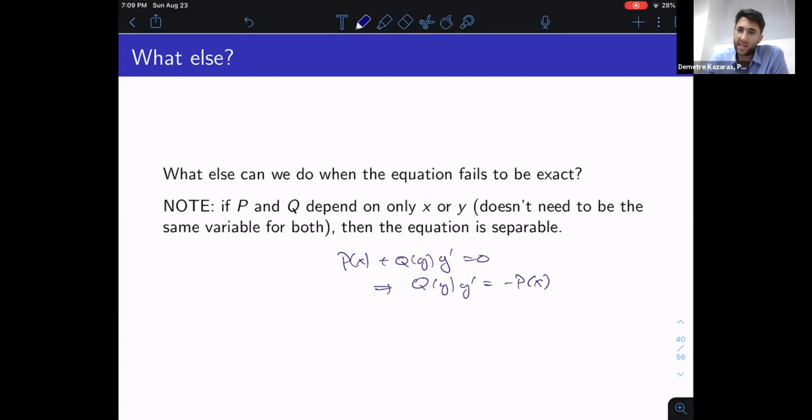In other situations, say they both depend only on x, then you might have to divide both sides by q of x to separate the variables. Nevertheless, in any of those four possibilities of p and q both depending on x, or y, or x and y, and then y and x, they'll all be separable in all those scenarios. So that's just something to note. So even if the equation might not be exact, it could be separable, in which case you know how to solve the equation. You separate, integrate, and solve.